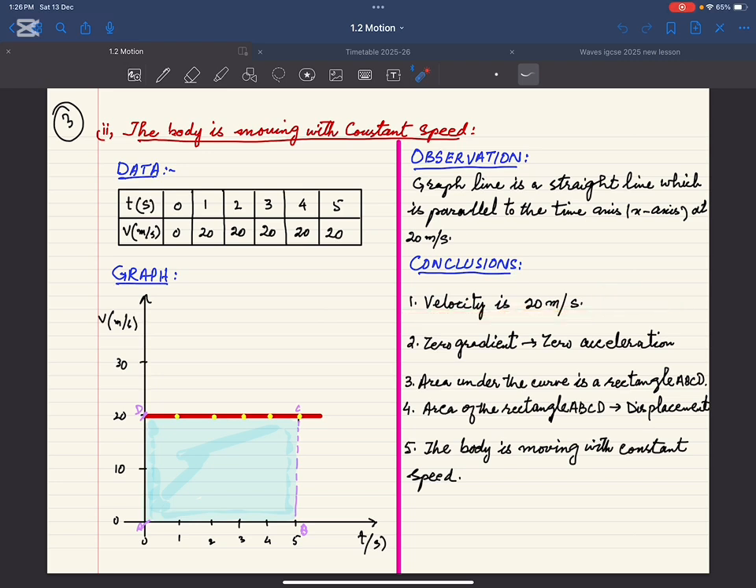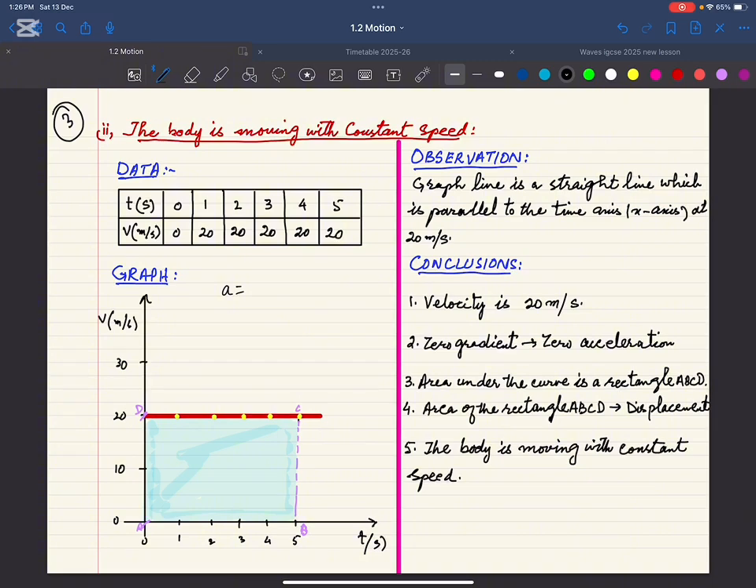and there is no slope, or zero gradient. Zero gradient means zero acceleration. We have to remember this point that a is equal to (v minus u) divided by t. So if u and v are equal, the value of a will be equal to 0. So this is what we have here.